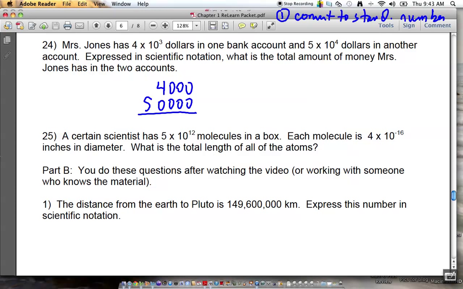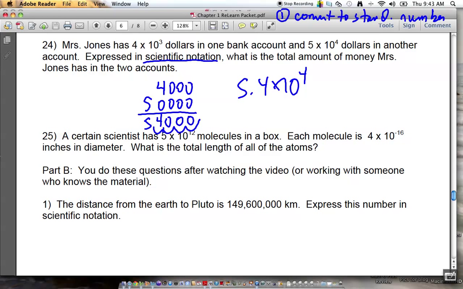Then I'm going to add them, because that's the operation. The reason you can do this for adding is because with adding it's so easy. What's 0 plus 0? 0 plus 0. 0 plus 0. 4 plus 0. 4. 5 plus 0. 5. So I get 54,000. But it says, what's the total amount of money she has in the 2 accounts expressed in scientific notation? So now I gotta go 1, 2, 3, 4. 5.4 times 10 to the fourth. And that is my correct answer in scientific notation.